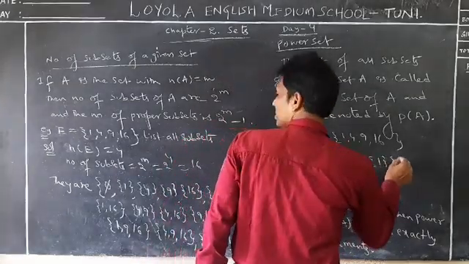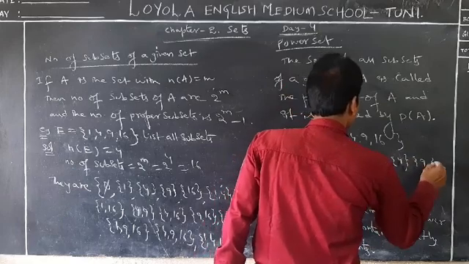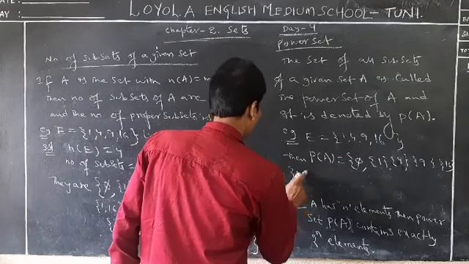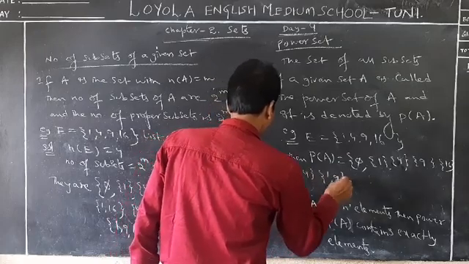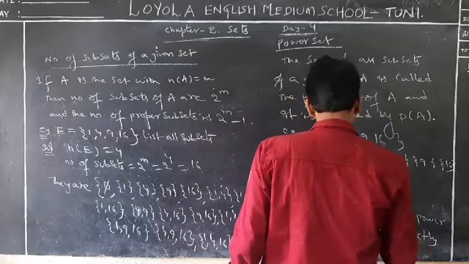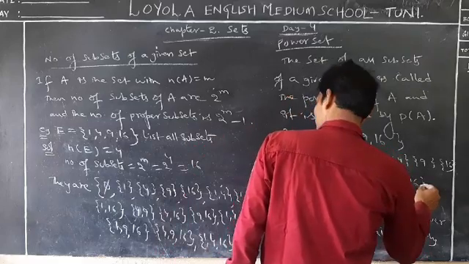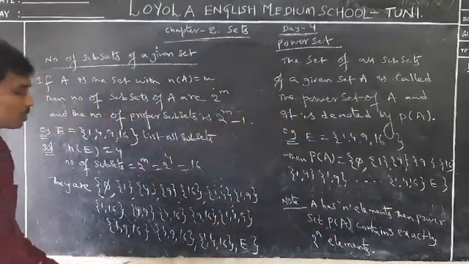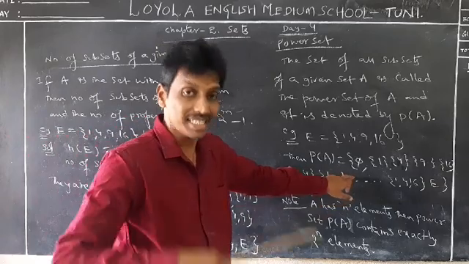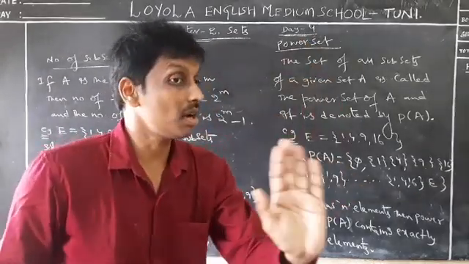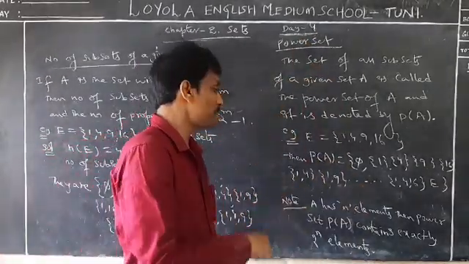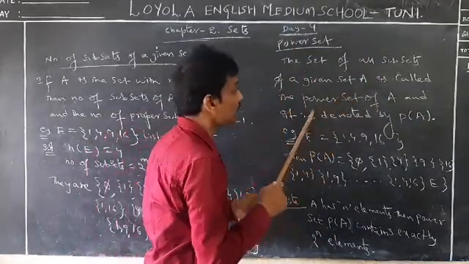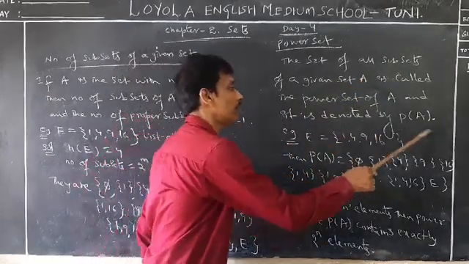So 1, 4, 9, 16, 1, 4, 1, 9, and so on. The last one is 1, 4, 16 and E. So totally there are 16 subsets, no? These 16 subsets we consider here as elements, not sets. Then such a type of set is known as a power set. The set of all subsets of a given set A is called the power set of A, and it is denoted by P of A.